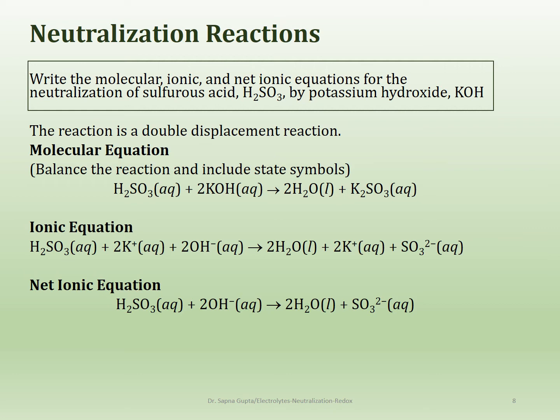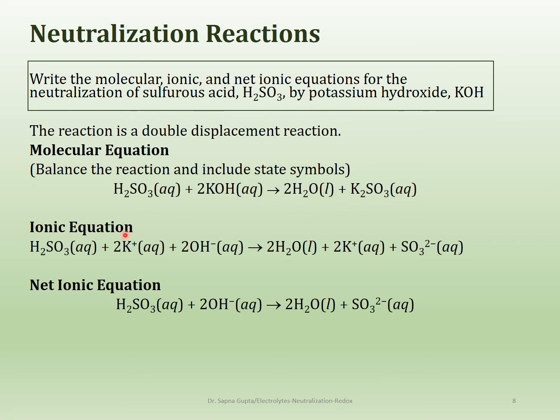So let's write an equation now between sulfurous acid and potassium hydroxide, another example of an acid-base reaction. First of all, write the molecular equation. Sulfurous acid is H2SO3, not H2SO4. SO4 is sulfuric acid. So this is H2SO3 plus potassium hydroxide gives water and potassium sulfite. The first thing to do is to balance the equation, put the coefficients in there. The next thing is to make sure you write your aqs and your liquids over here.